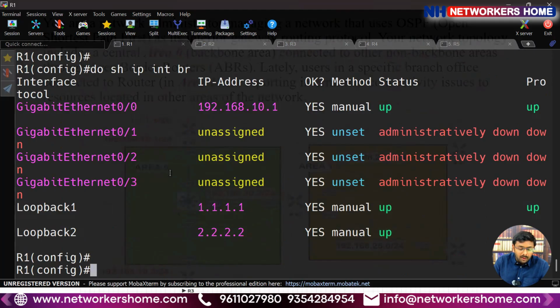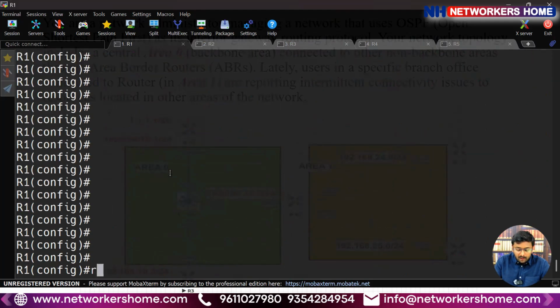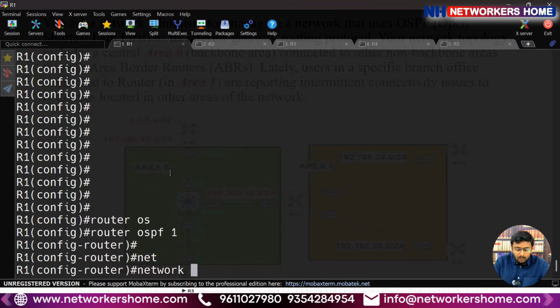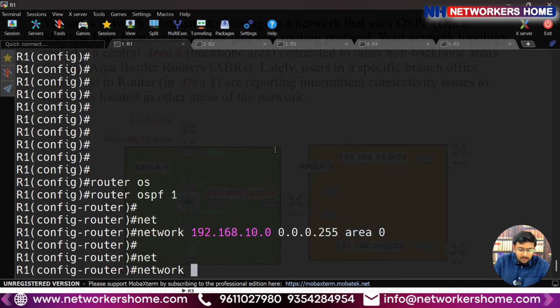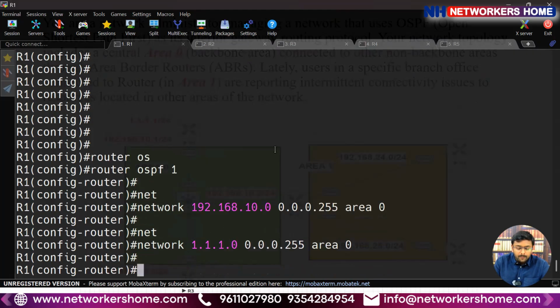Now first come to router 1. If we give router ospf with process ID 1, and then we give network 192.168.10.0 with wildcard 0.0.0.255, and area is going to be 0. Same network 1.1.1.0 with 0.0.0.255, and area is going to be 0.